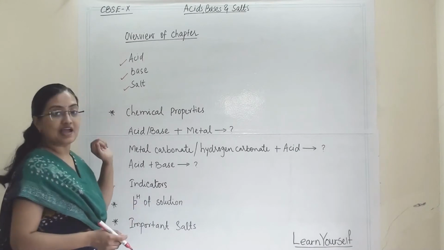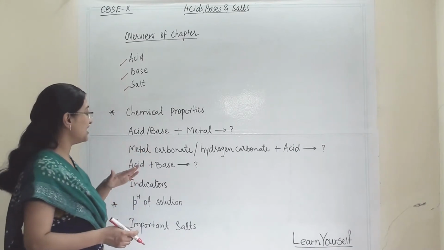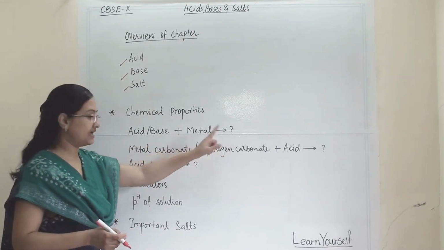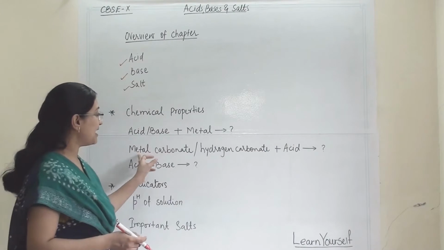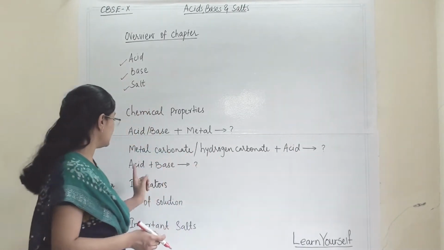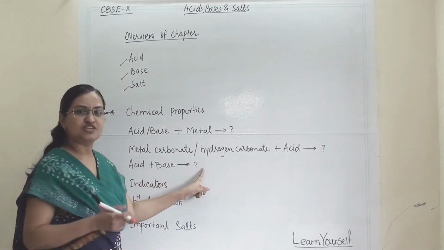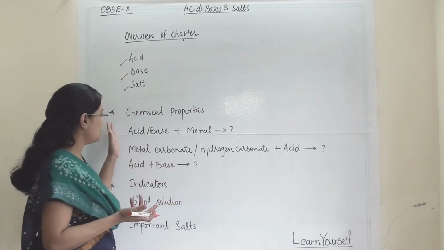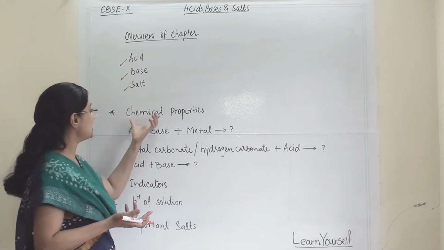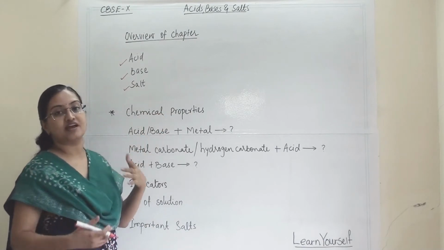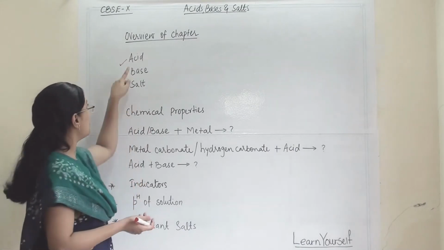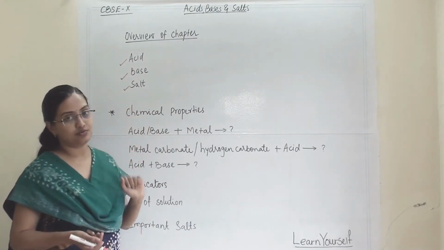We will study their chemical properties, how they will behave when acid or base will react with metal, what we will get. Metal carbonate or metal hydrogen carbonate will react with acid, then what we will get. Acid plus base, which kind of reaction is this, and so many more reactions like this we will study under chemical properties of acid, base and salt. Basically under this topic we will study about acid and base and their chemical properties.